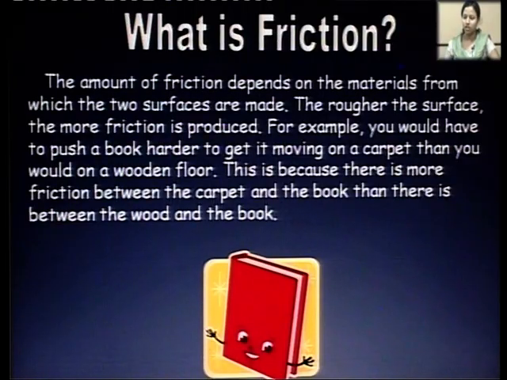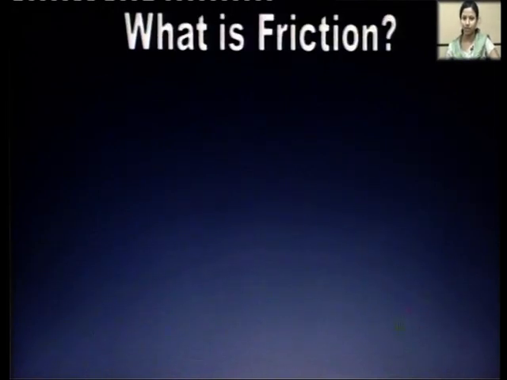For example, you would have to push a book harder to get it moving on a carpet than you would on a wooden floor, because the carpet has a rougher surface, so more friction as compared to the wooden floor. This is because there is more friction between the carpet and the book than there is between wood and the book. So now the concept is almost clear to everybody, I think.